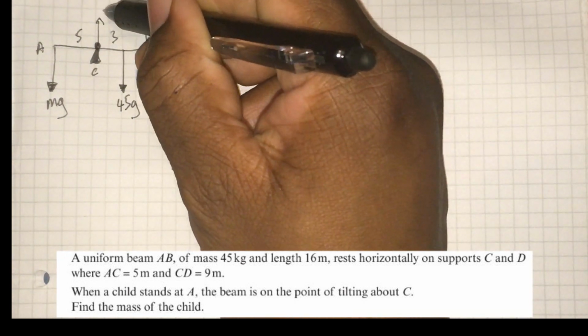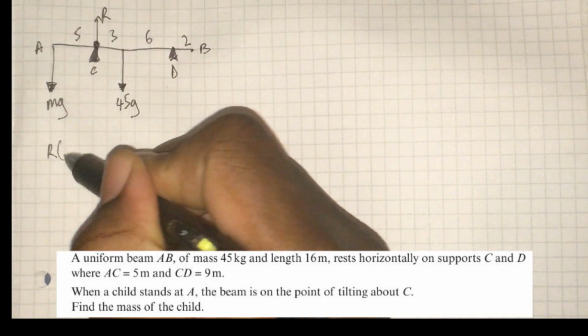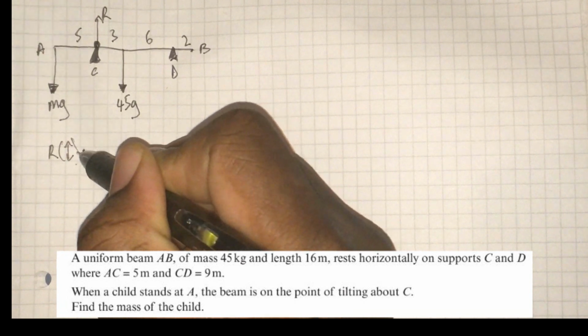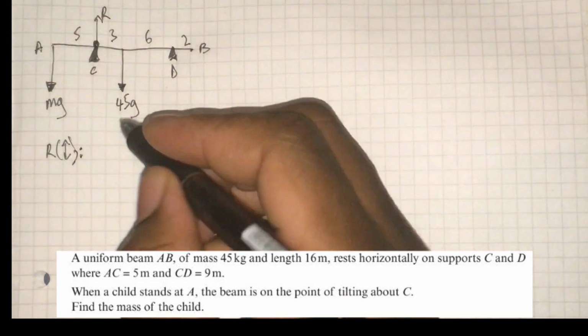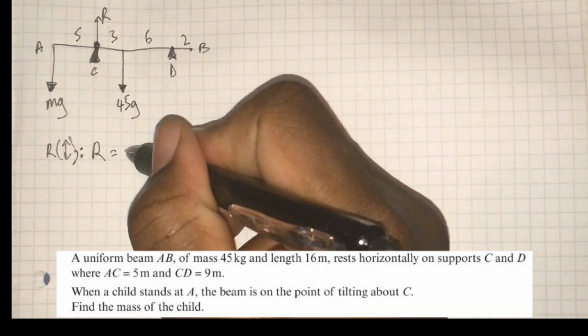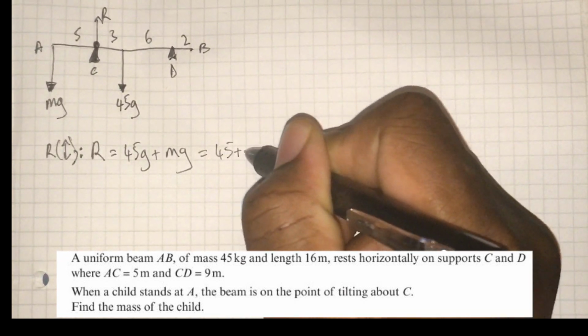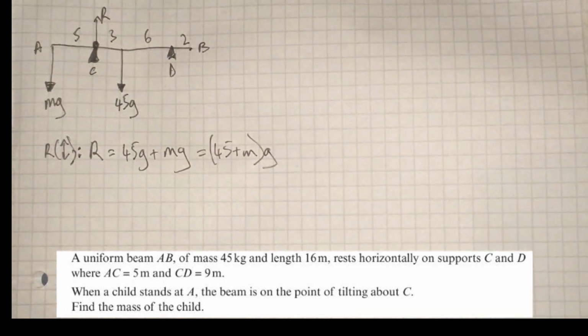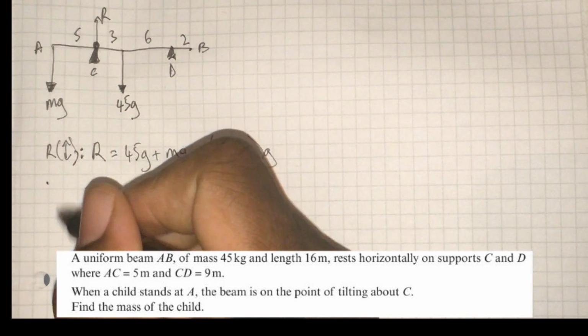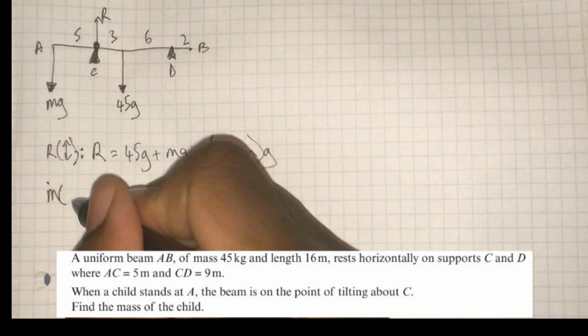Let's just get this reaction force at C, and I think the diagram's finished. We'll use our usual strategies. So I'm going to start by resolving vertically. I know that that reaction force is going to equal the two downwards forces. So that will be the weight of the beam and the weight of the child. So R is going to equal, if I factorize, 45 plus M multiplied by G.